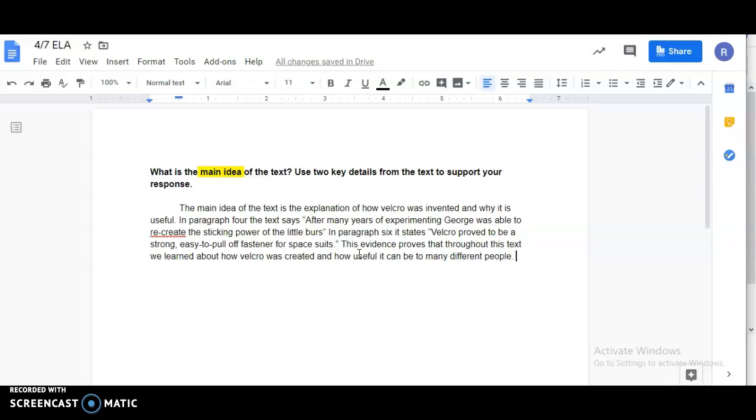So this is a good example of what a written response should look like. I restated the question, I answered it, I have 2 pieces of evidence, and then I sum it up at the end. This is not, the main idea is Velcro, paragraph 2. That is not a complete answer. So this is what you're going to be focusing on this week.